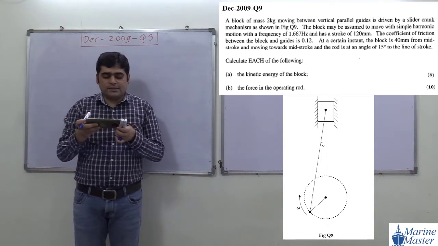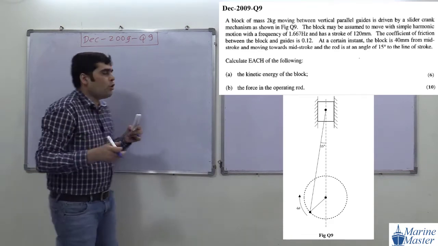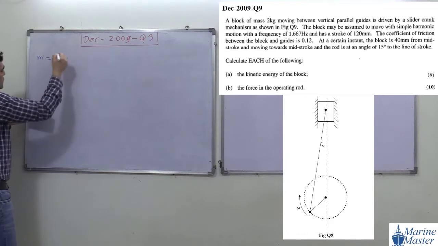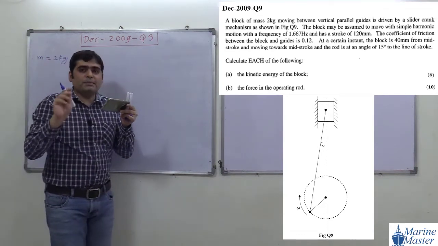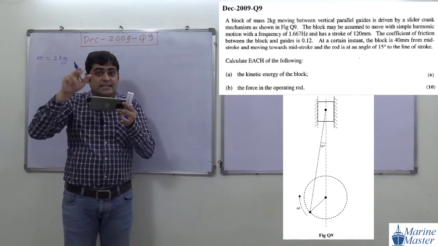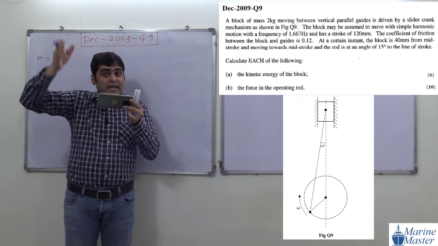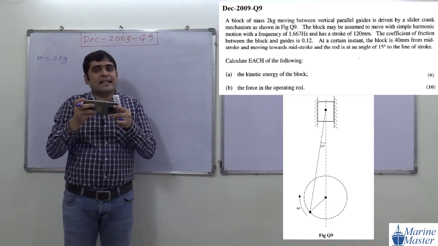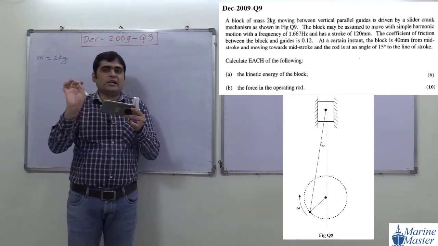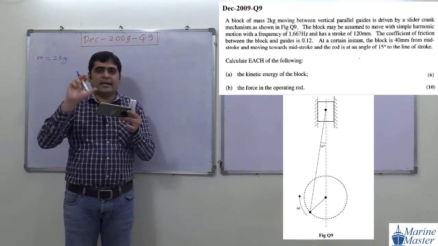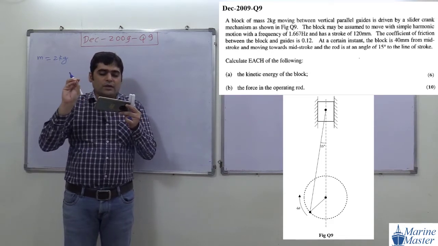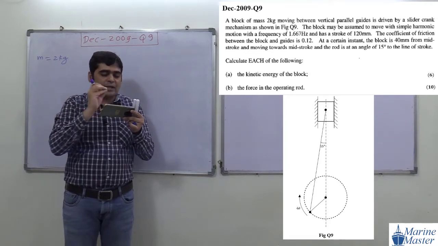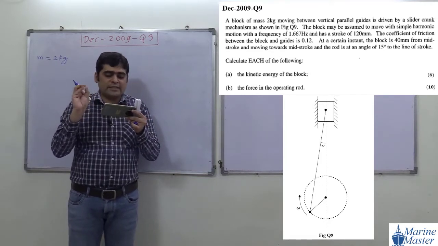A block of mass 2 kg. So here we have a block whose mass is 2 kilogram, moving between vertical parallel guides. See the scenario here. Here guides are vertical parallel guides. Moving between vertical parallel guides, it is driven by a slider crank mechanism. In the previous question we studied what is meant by slider crank mechanism. It is driven by slider crank mechanism as shown in figure question 9. Figure question 9 is given.